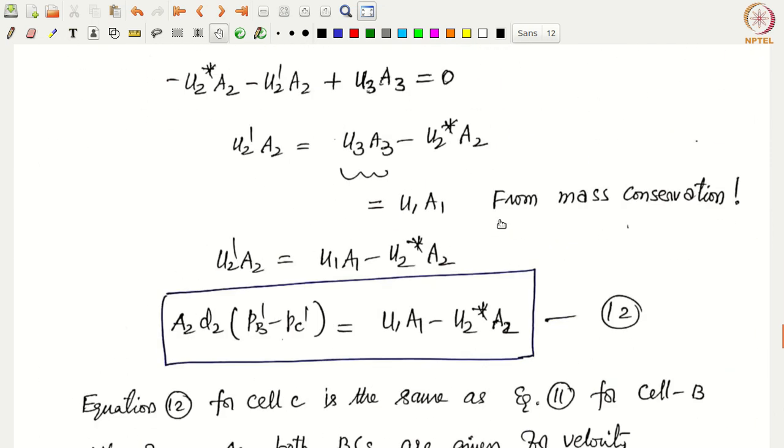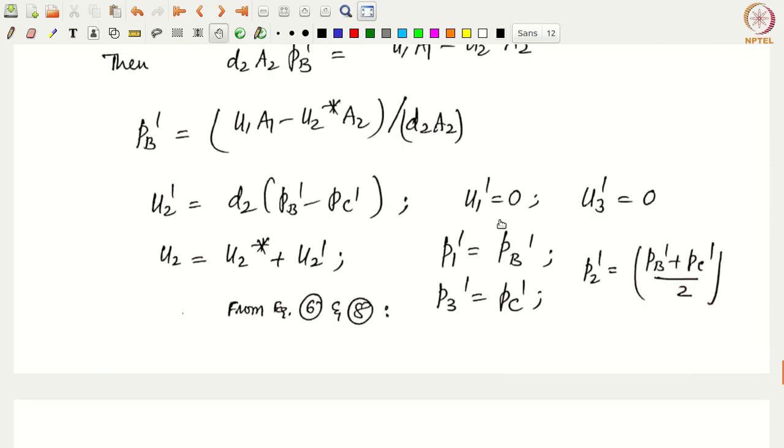That means if we go back to this, from these equations we can write that because U1 prime and U3 prime are 0, the pressure correction on the phase 1 is the same as the pressure correction on the neighboring cell center. Okay, so P1 prime equals PB prime. Remember, the pressure correction is the same, not the pressures. The pressures could be different.